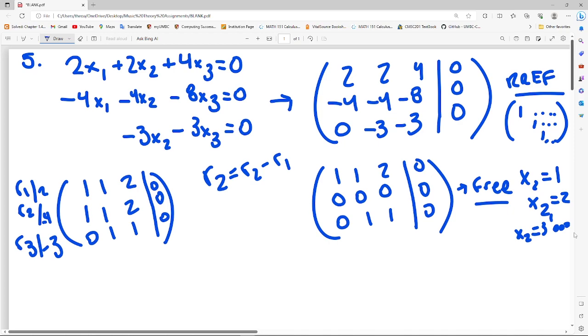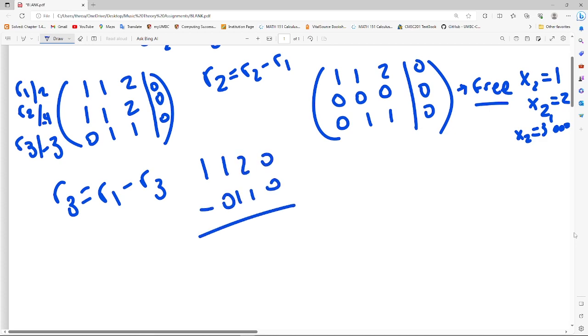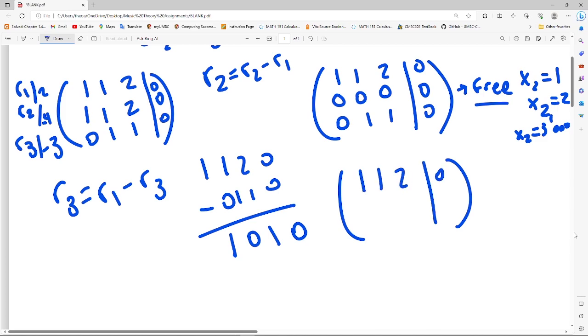So now we have a free variable, and we want to make this a little more simple. What we're going to do is say row 3 equals row 1 minus row 3. And so there we get 1, 1, 2, 0 minus 0, 1, 1, 0. So we get 1, 0, 1, 0. And so we get 1, 1, 2, 0, 0, 0, 0, 0, 1, 0, 1, 0.